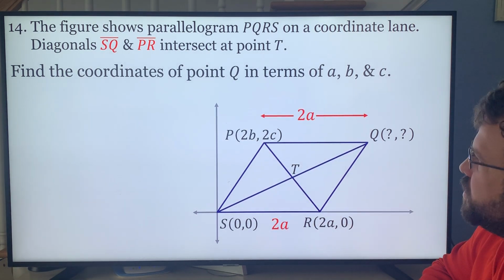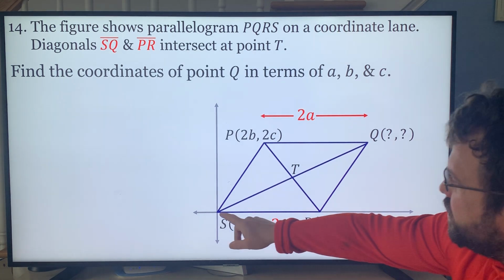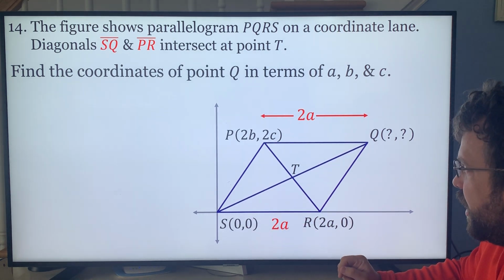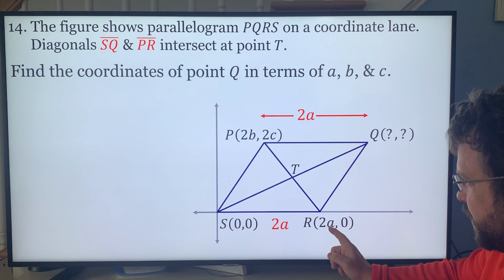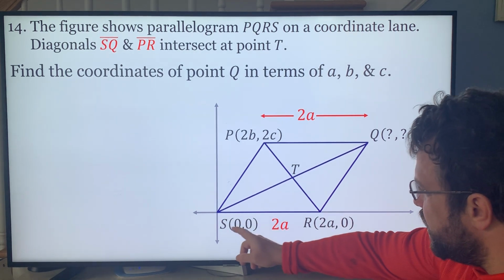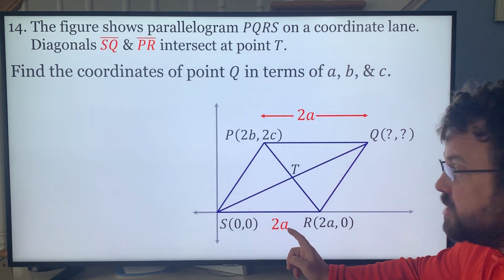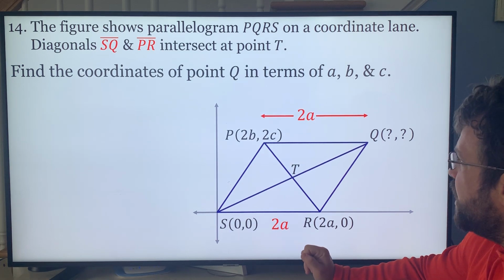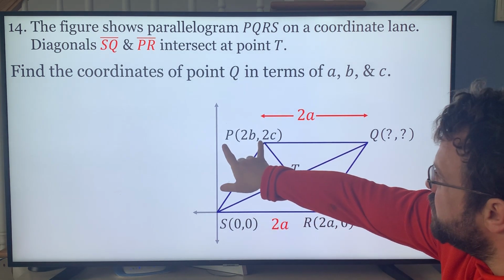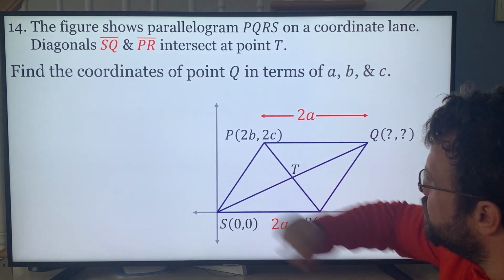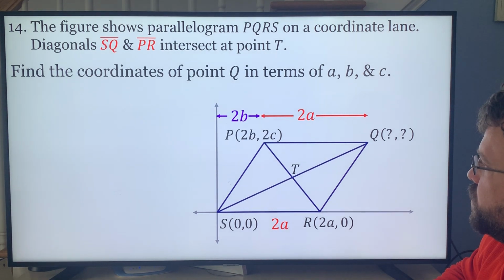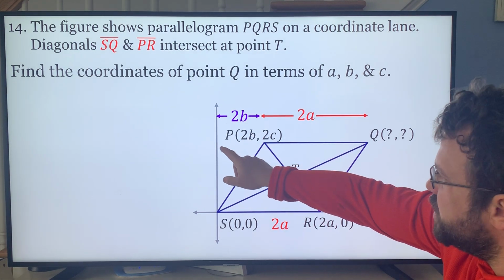So when doing a problem like this, you know the distance from here to here is 2a. How do you know this? Because it says 2a right here. 2a minus 0 is 2a. Does that make sense? Hopefully it does. Now, we want to find the distance from here to here. What's the distance from here to here? 2b, because this is 2b, that's your x-coordinate.